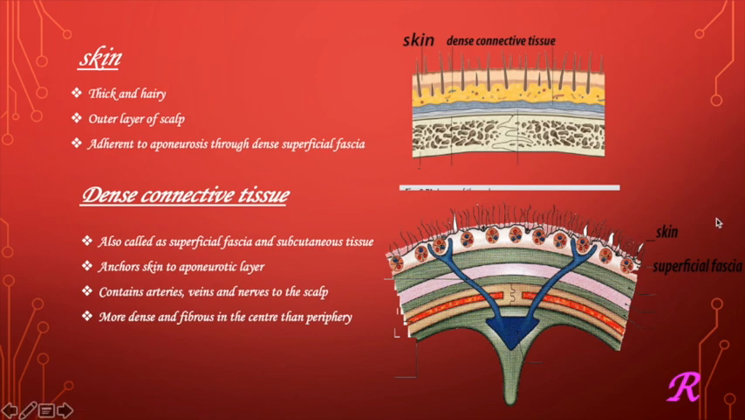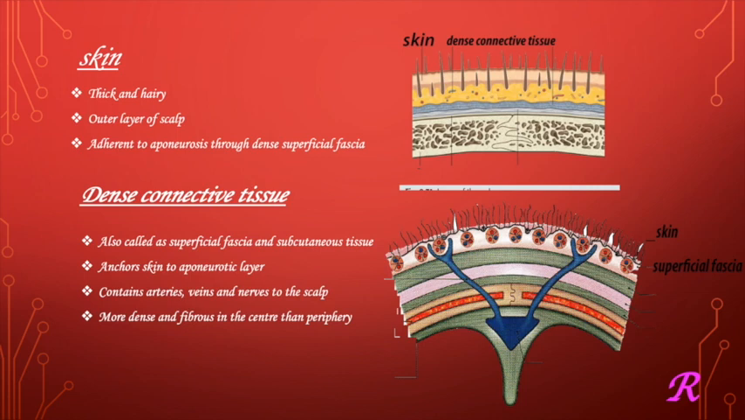Next is the second layer, that is the dense connective tissue. The other names of dense connective tissue are superficial fascia and subcutaneous tissue. You can see the pictures here. As we told earlier, it helps in anchoring the skin to the aponeurotic layer, that is, attaching the first layer to the third layer. It contains arteries, veins and nerves to the scalp.